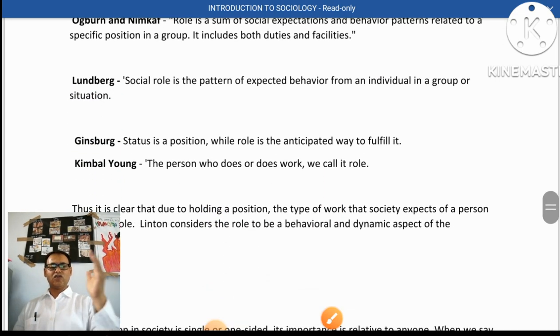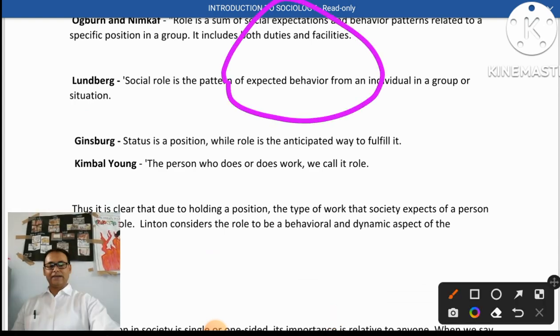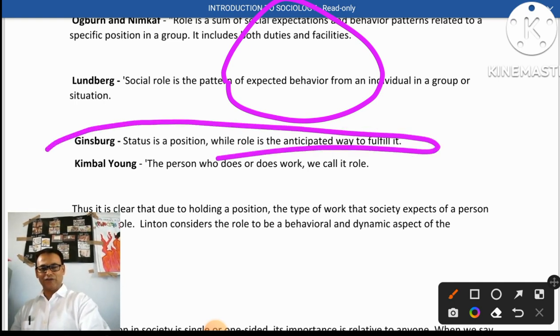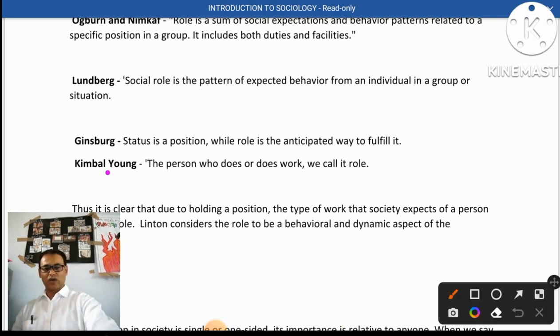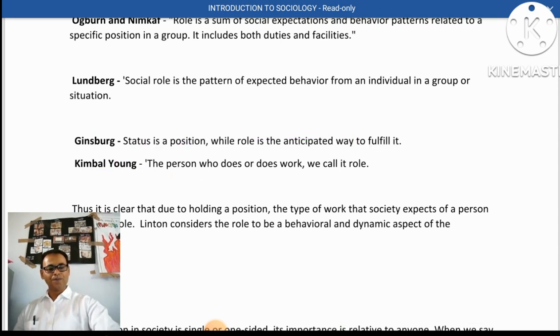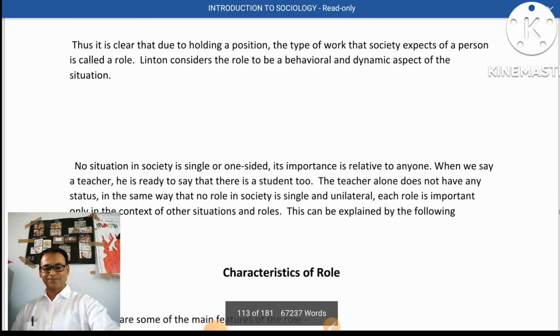Lundberg: social role is a pattern of expected behavior from an individual in a group. And Ginsberg: status is a position while role is the anticipated way of fulfilling it. Very good. And Kimball Young: the person who does our work, we call it role. Thus it is clear that due to holding a position, the type of work that society expects of a person is called a role. Linton considered the role to be a behavioral or dynamic aspect of a status.